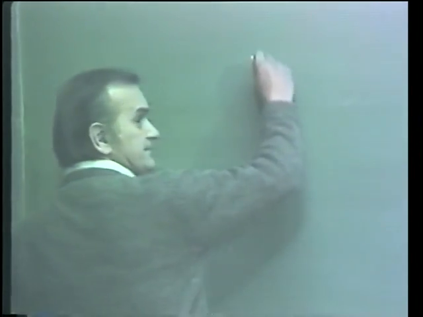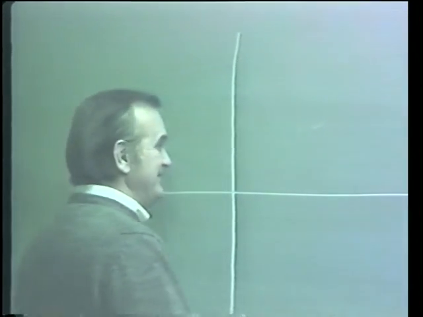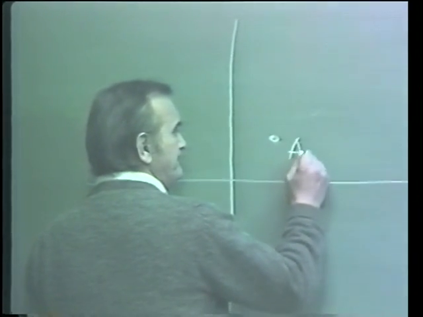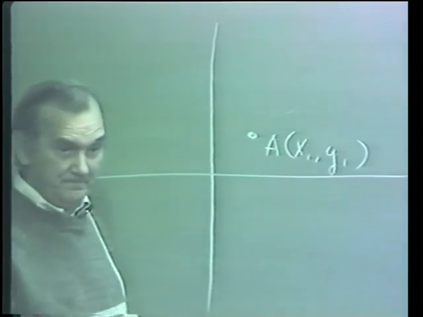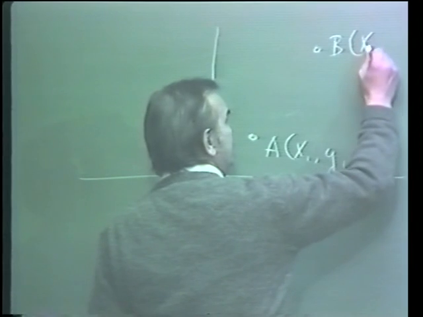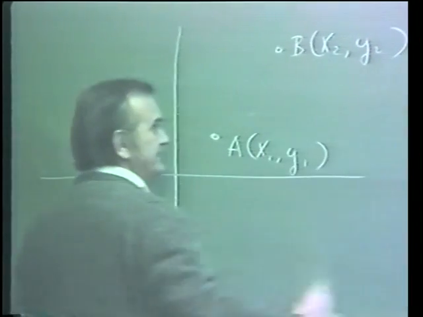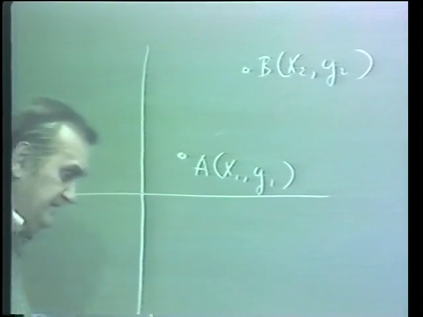Today's going to be a very nice, easy day. Now, we said that we need 2 points in order to have a line. 2 points determine a line. So let's suppose I have 2 points. Let's suppose point A is the ordered pair x sub 1, y sub 1. And point B is the ordered pair x sub 2, y sub 2. We have 2 distinct points. We have a line.